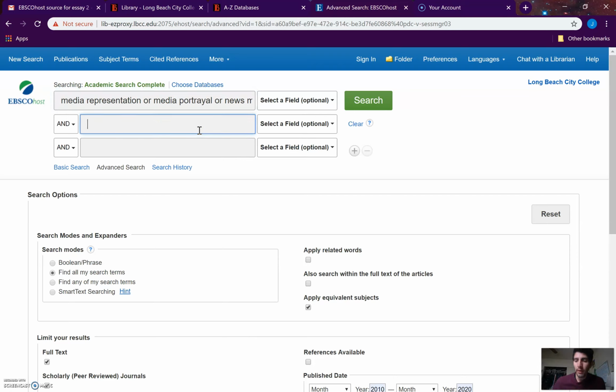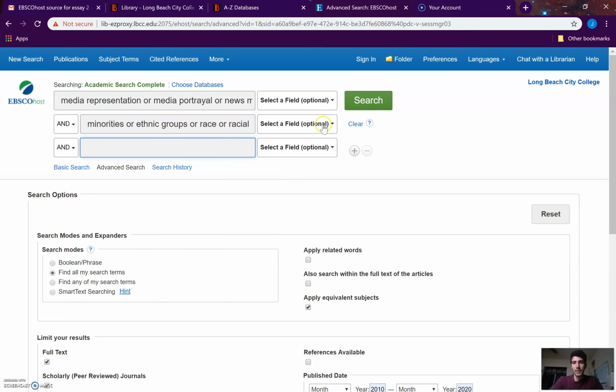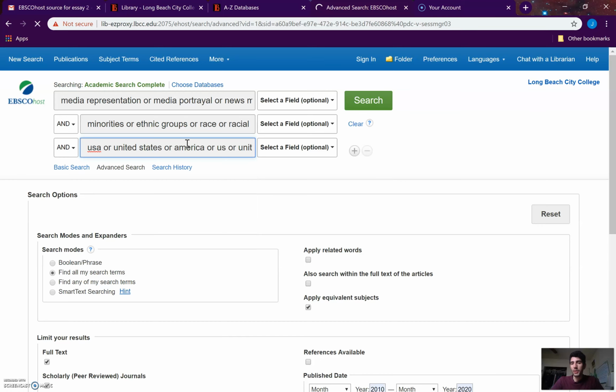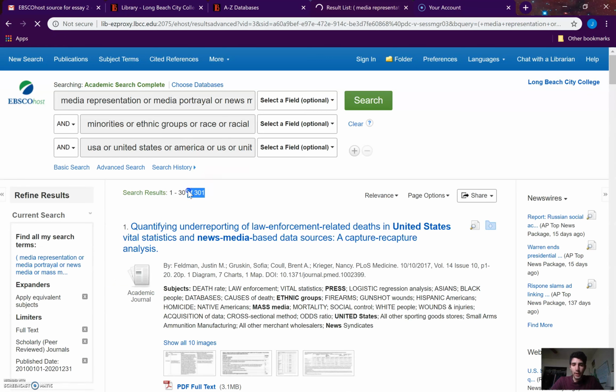Now let's say at this point I don't have a topic and I don't know what to choose from. So I'm going to just put minorities. Okay, so minorities or ethnic groups or racial. And just see what comes up. And then I want to give myself another filter. So let's say I put USA. Okay, so this is great, just to kind of focus it on US media. So now all my things are filtered. So I have about 300 articles that I can choose from.